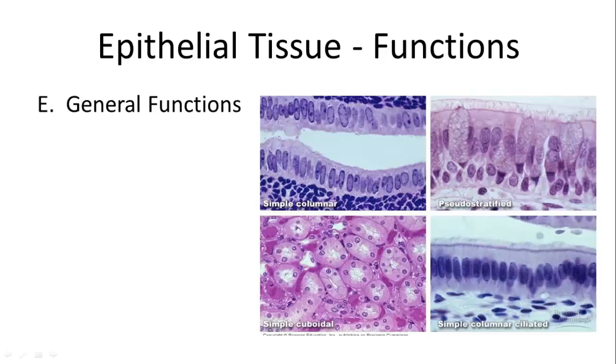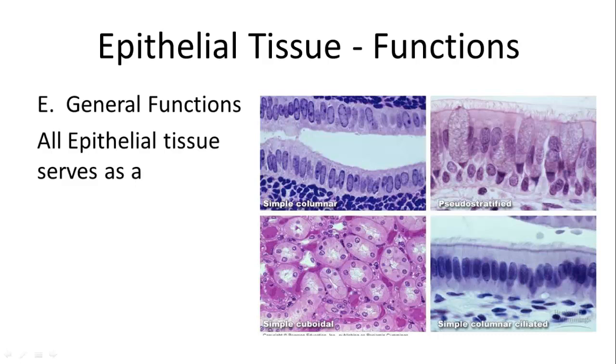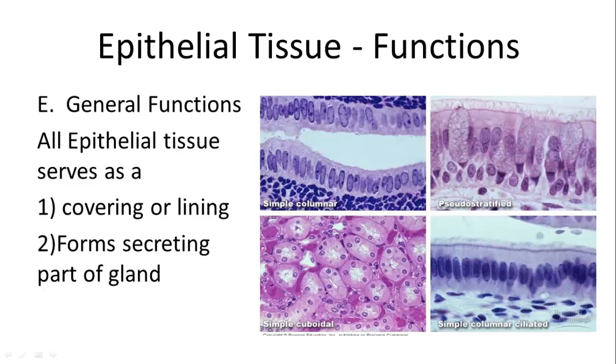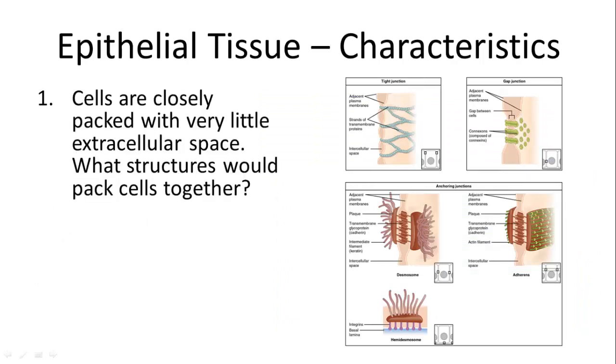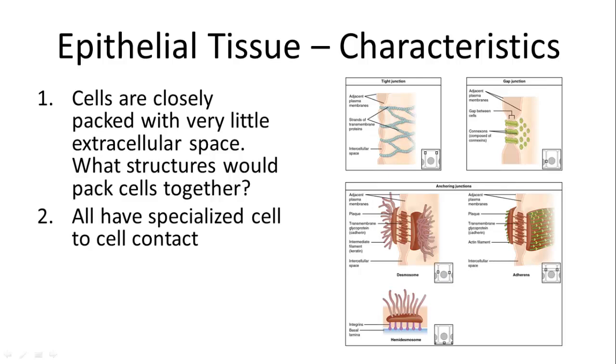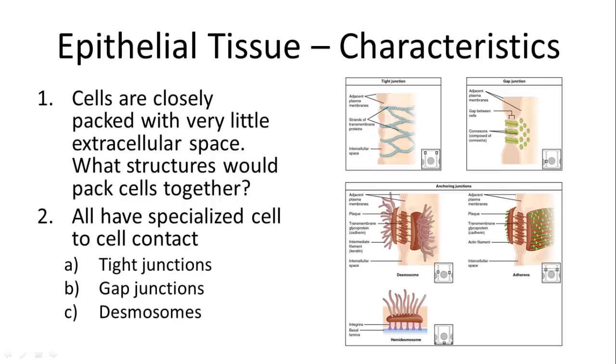So the general functions then of epithelial tissue, all of them serve as a covering or a lining and to form secretions or part of the glands. The characteristics of them, they are always closely packed together with very little extracellular space. So there's not a lot of fluid between them. They're touching each other. They're packed together. All of them have some sort of specialized cell-to-cell contact, which we have talked about before. Tight junctions, gap junctions, or desmosomes to help tie them together.